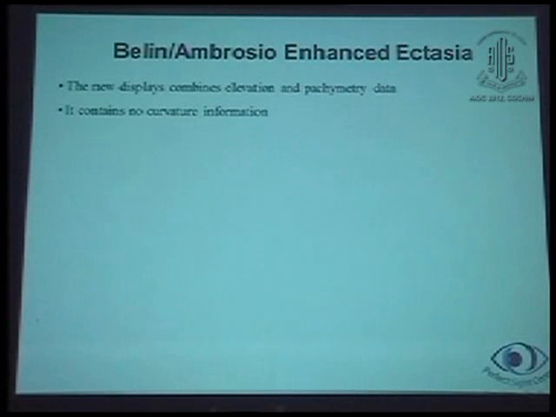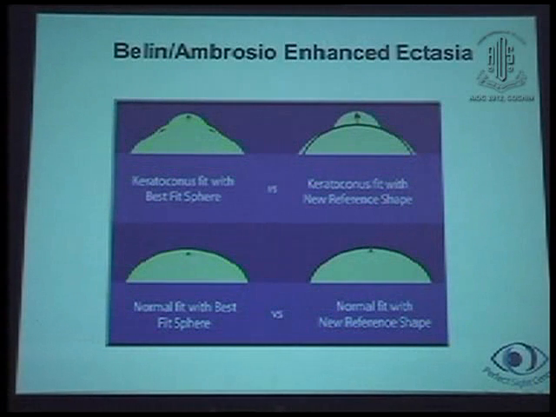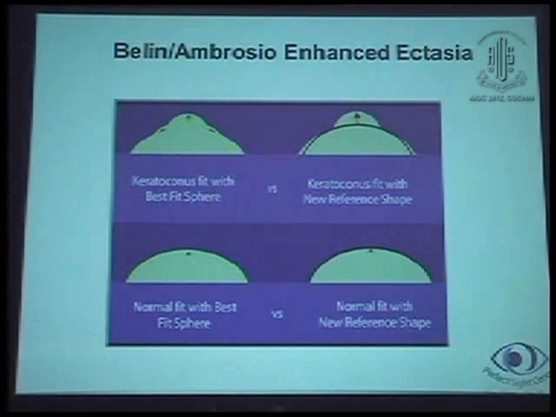But then you have some other tools also, like the Belin-Ambrosio enhanced ectasia, which helps you diagnose. Basically what happens is, I'll just go briefly over this. We're talking of the best fit sphere. Now if you see this, this is the keratoconus cornea fit with the best fit sphere. This is the best fit sphere. And the normal cornea with the best fit sphere. In the keratoconus, we see this bulge here.